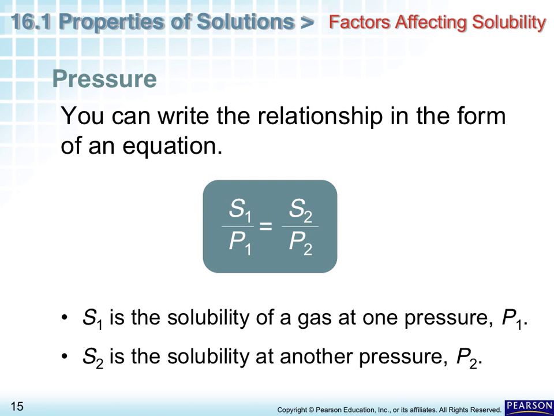We can write this relationship in the form of an equation, much like our other gas laws that we used. So the S is the solubility and P is the pressure. So looking at S1 over P1 equals S2 over P2, looking at the solubility and pressure changes.